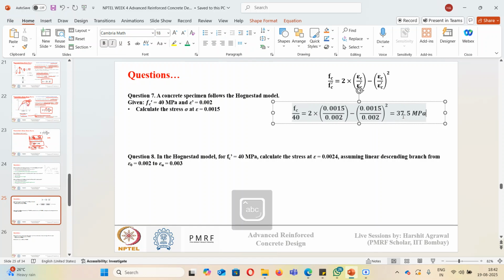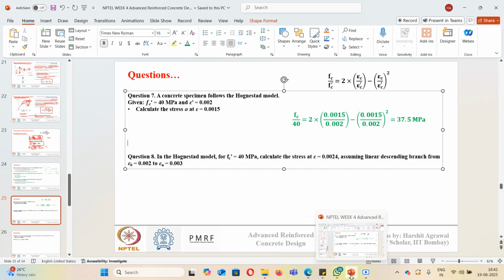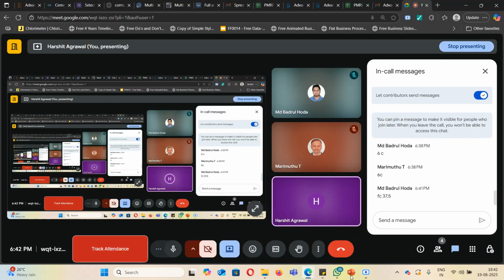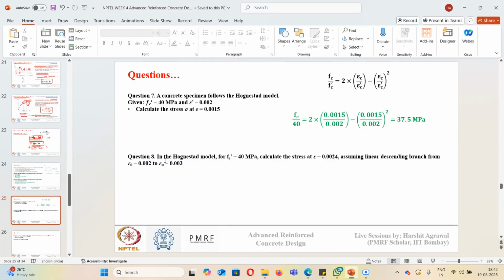So this is how we can apply Hognestad's relationship to calculate stress at a particular strain level in concrete. Am I clear with this solution? Yeah, 37.5. Okay, now give it a try to the second part.